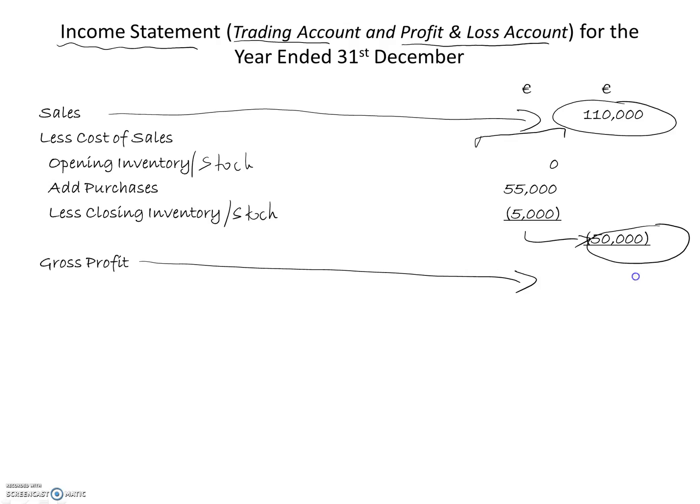Now I'll just remove these little circles here to make it a bit easier to read. And what we're saying here is that this figure here is the cost of sales, that is the cost of the goods that Mr. Rafferty sold. He sold the goods for 110,000, so he generated a profit of 60,000. So 60,000 is the gross profit, which is the profit Mr. Rafferty made on the buying and selling of goods.